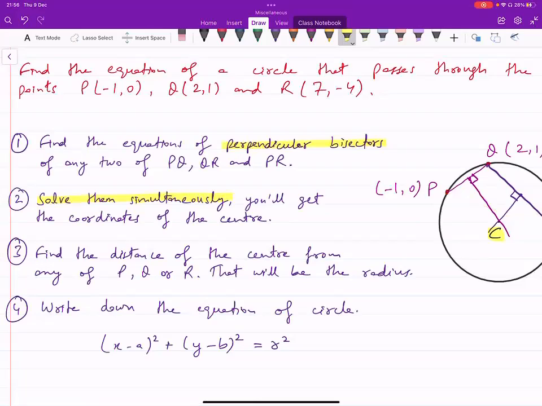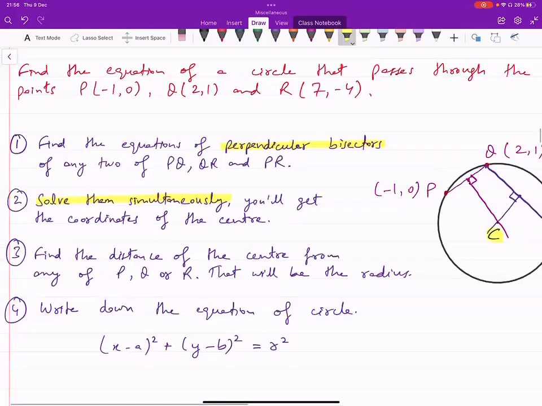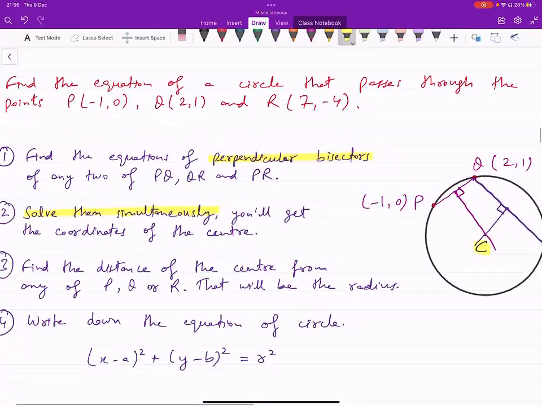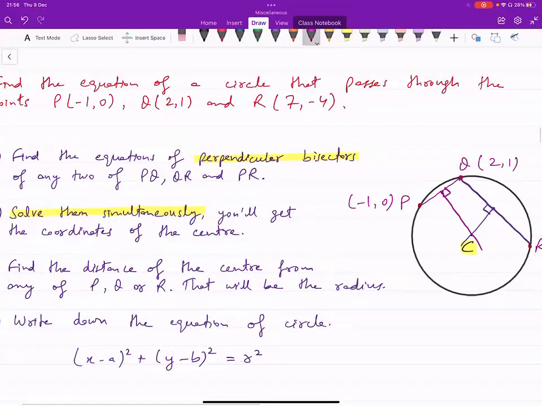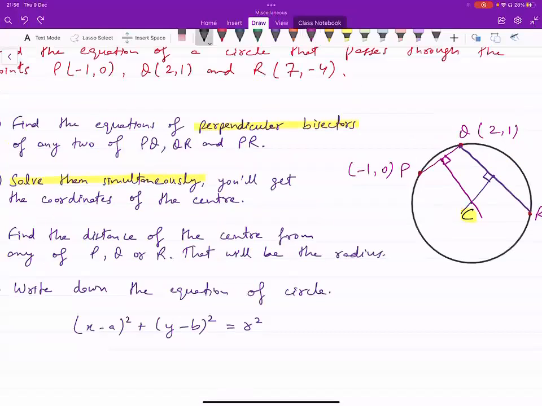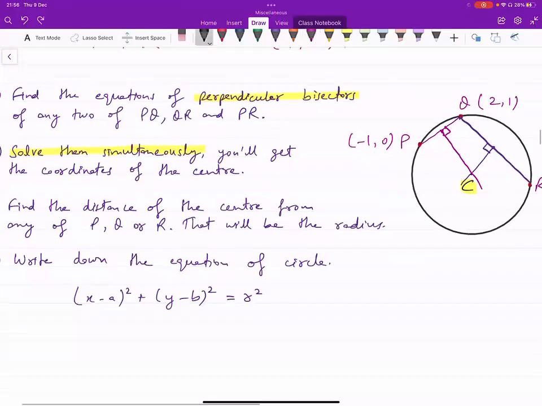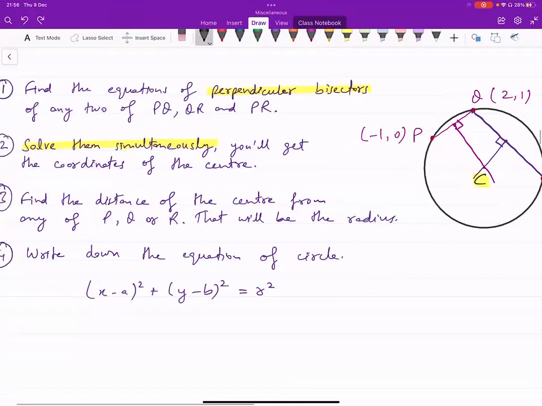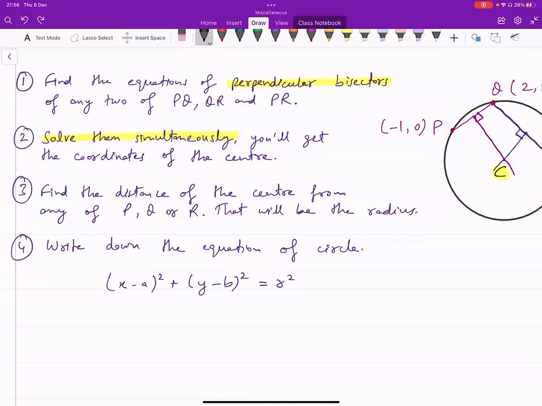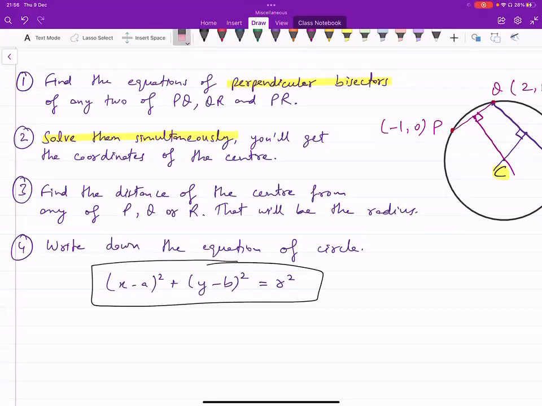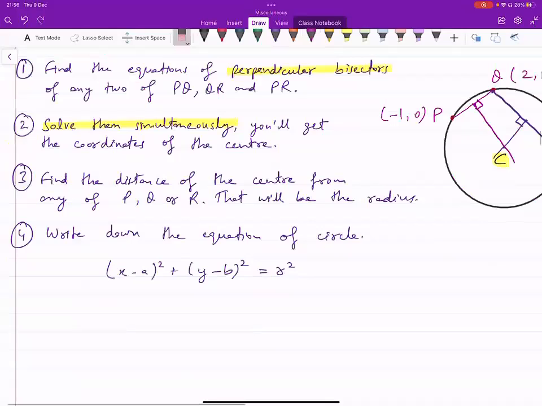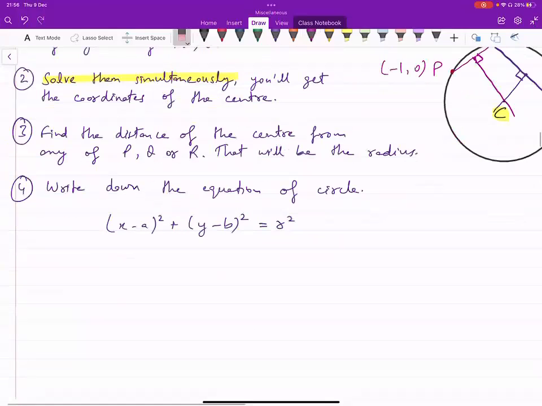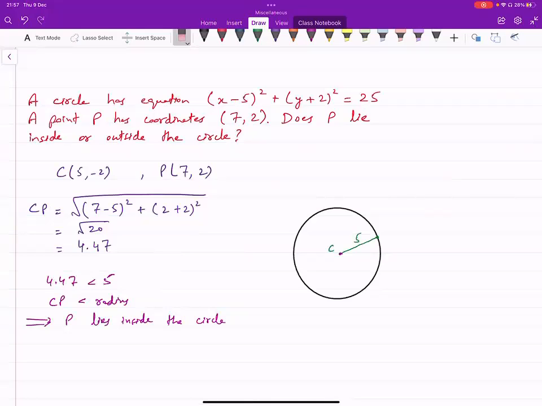Once you have the center of the circle, आप उस center का distance find कर लें किसी भी point के साथ. You can find CP, you can find CR, you can find CQ, any one of the 3, वो आपको radius मिल जाएगा. So you'll have the center, you will have the radius. You can just write down the equation of the circle using the standard form of equation of the circle. Okay, all right. Achha. So this is another thing that comes up sometimes.